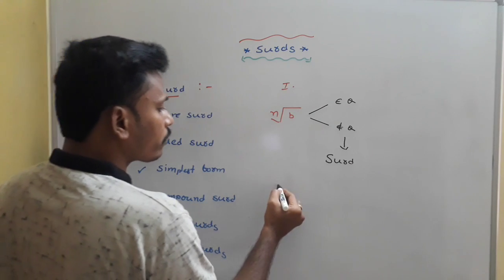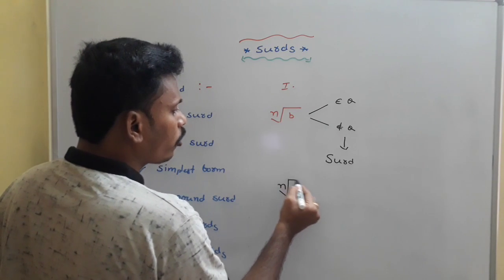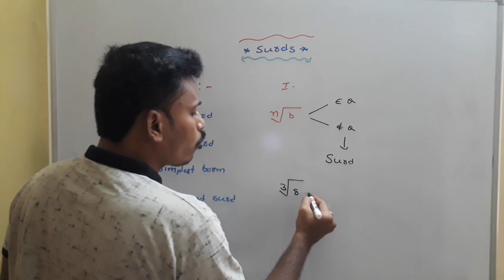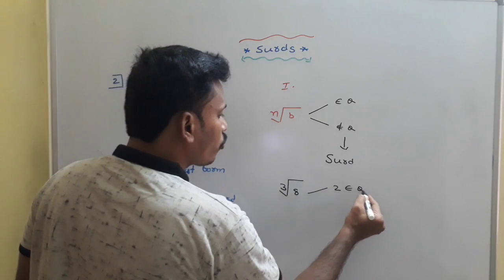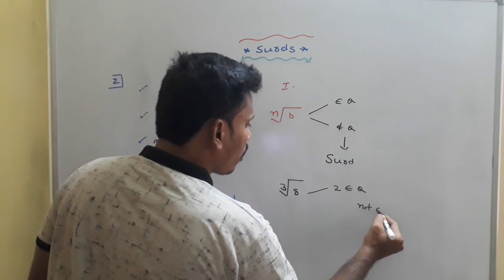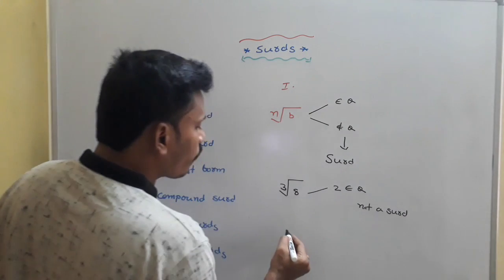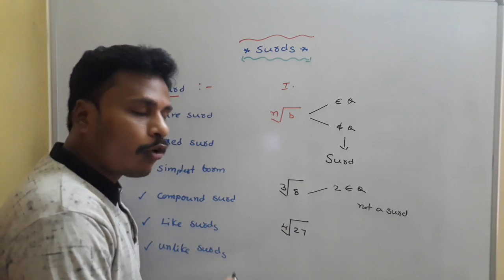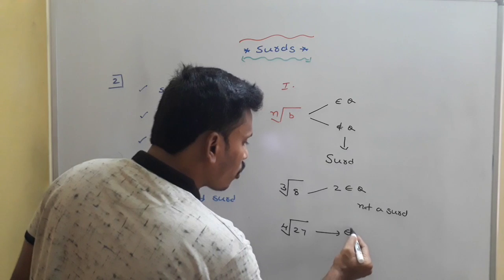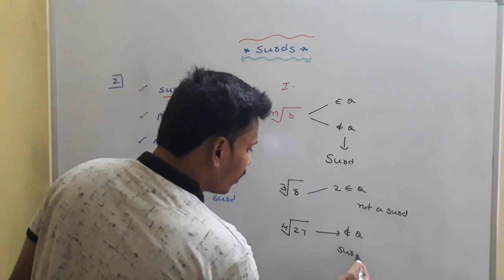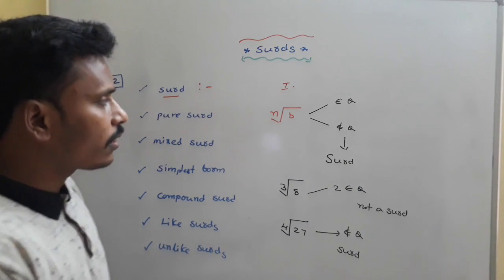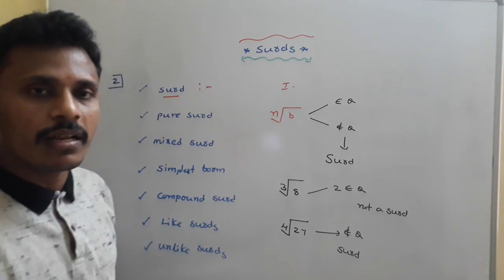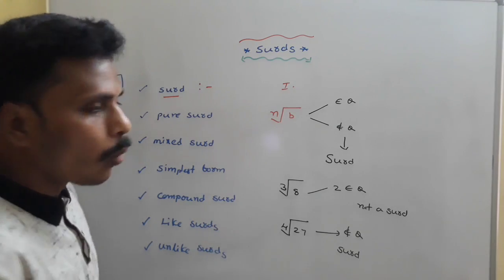For example, if you say cube root of 8, the value is 2 and which belongs to Q, so this is not a surd. Whereas if you take something like the fourth root of 27, the fourth root of 27 does not belong to Q, so it is a surd. So simply, a surd is nothing but a number of the form nth root of b which is not in the rational number system. Okay, so this is one idea.